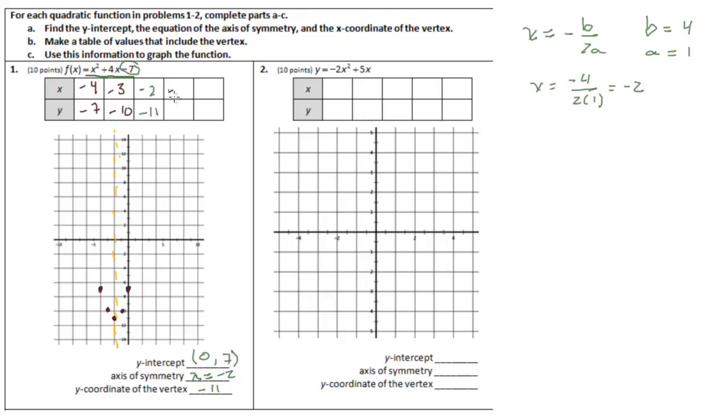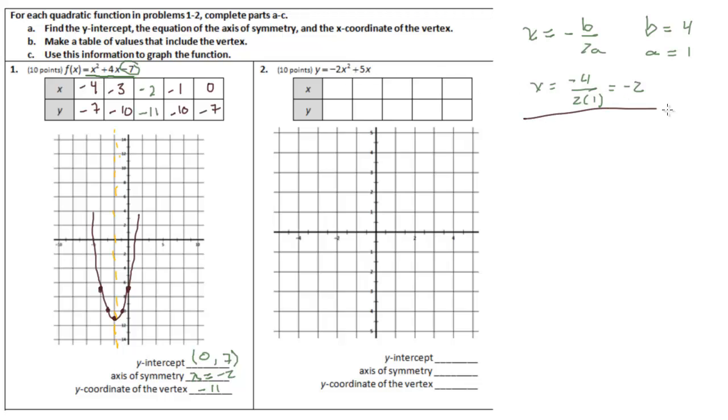So -1, -10, 0, -7. And then I'm going to do my best here to give some sort of reasonable graph, something like that. Okay, let's do the same thing over here.